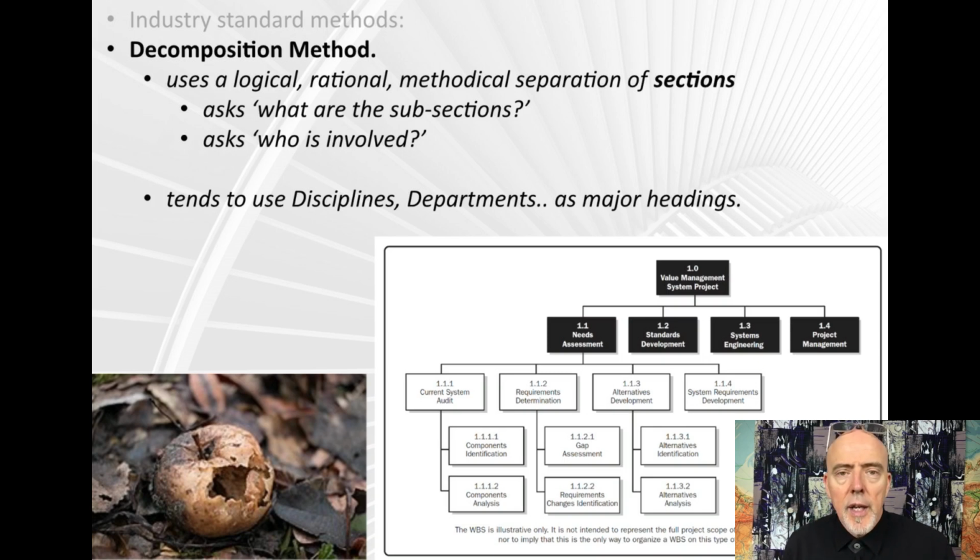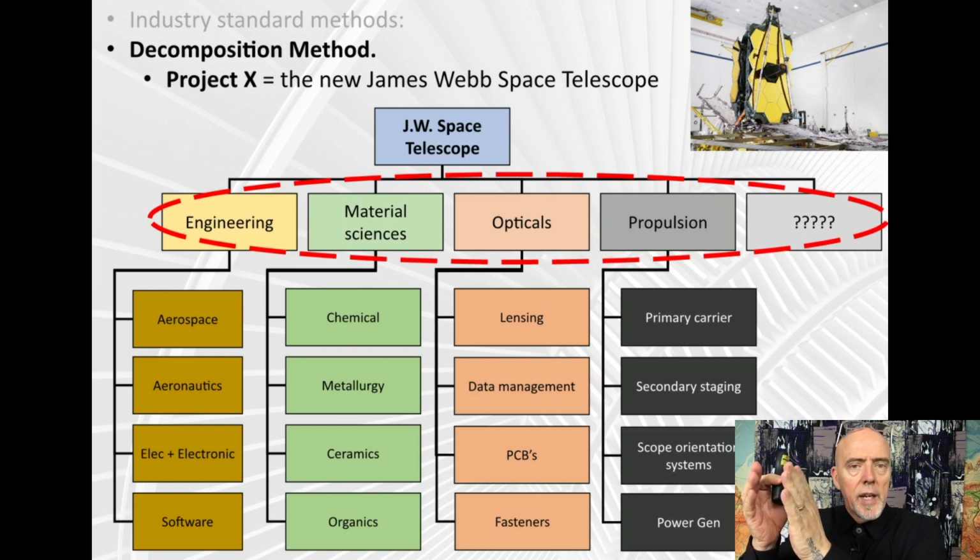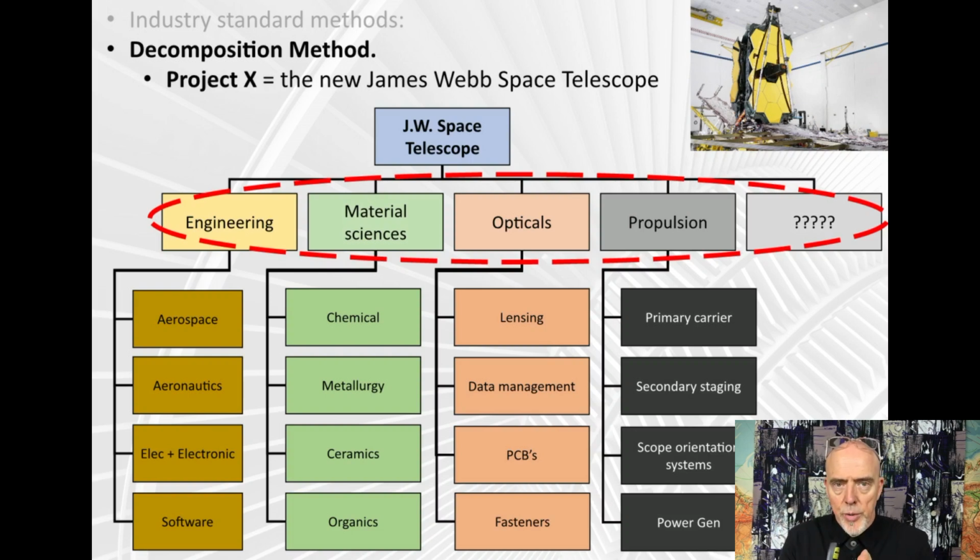What does that mean? Let's bring our large project example for this weekend, our James Webb Space Telescope. So we can see here the team reading from left to right at level 2 are saying, well, we'll break it out according to what has to be done by engineering, and then the materials science crew, and then we'll have the optical team, and then we'll have the propulsion team. So we can see they're trying to track all the tasks that are done by the disciplines. Okay, so they're using a decomposition method.